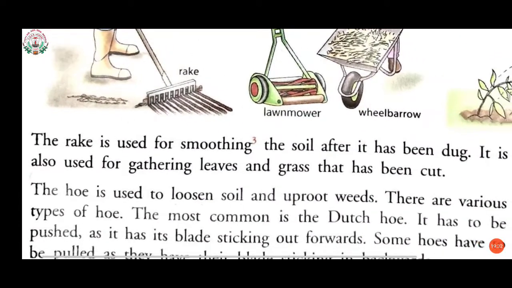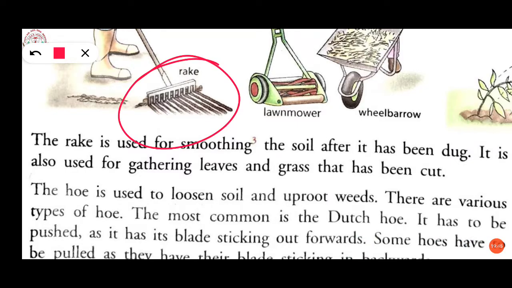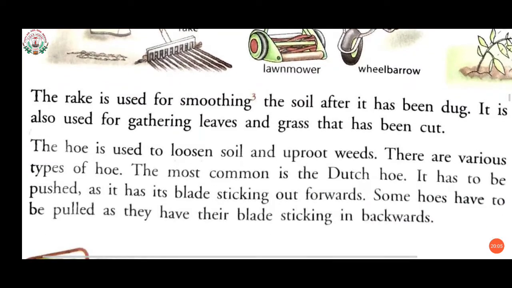The next one is the rake, which is used for smoothing. Smoothing means making the surface smooth and even. Here this is a rake. It is used on the soil after it has been dug. It is also used for gathering leaves and grass that has been cut. Now what is the purpose of this rake? It is useful to collect the leaves and grass that have been cut and keep them in one place, in a garden.